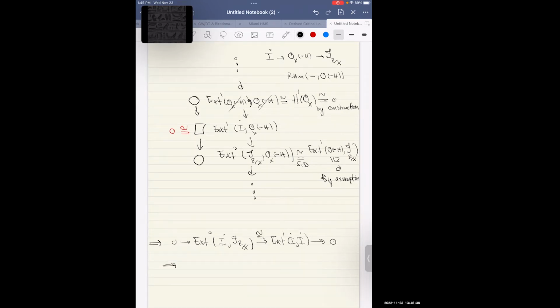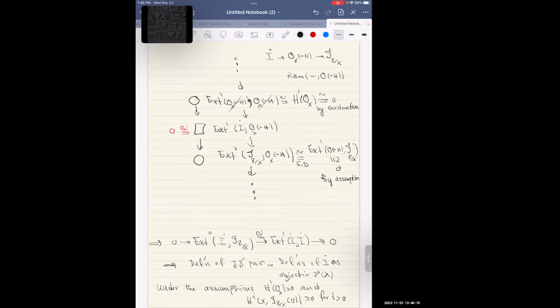Therefore, the deformations of the Joyce-Song pair are equal to the deformations of I dot as an object in the derived category of X, under the assumptions H1 of OX vanishing and Hi of X, I of Z of X twisted by H vanishing for i bigger than 0. Are you with me on this?